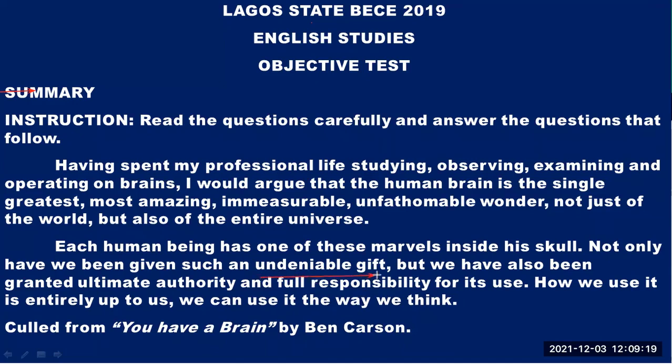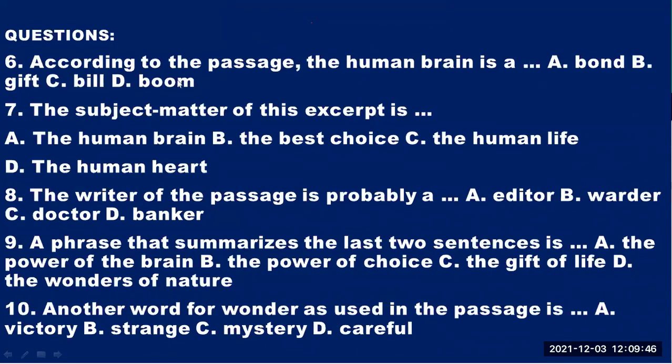One thing about answering summary or comprehension questions is that we have to look for the evidence, all right? So that exactly is the way it is. So let's undo this, and then we go back to, well, undo it again, pick our mouse and go back. So according to the passage, the human brain is a gift. So this is the answer, all right?